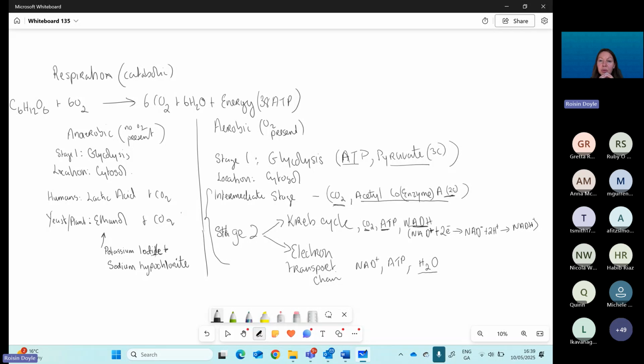So we move on to stage 2. The Krebs cycle and the electron transport chain both occur in the mitochondria. Carbon dioxide, ATP and NADH are produced in the Krebs cycle, and in the electron transport chain, NAD plus, ATP, and water. Again, make sure you know how all of those are formed.